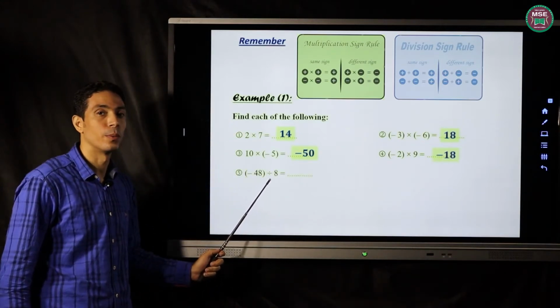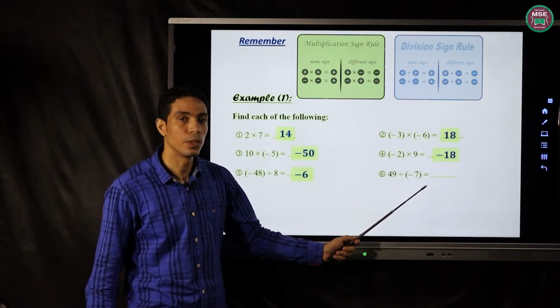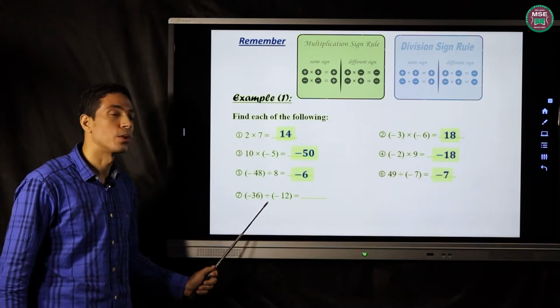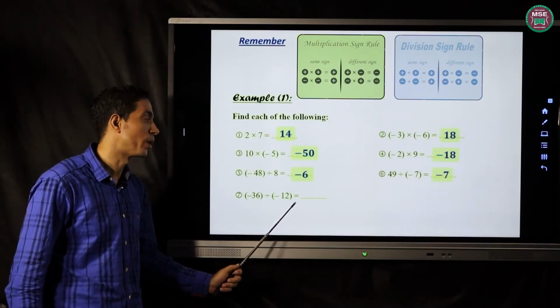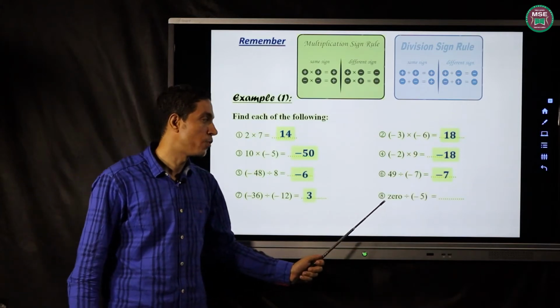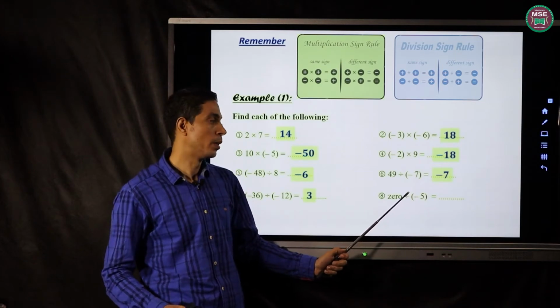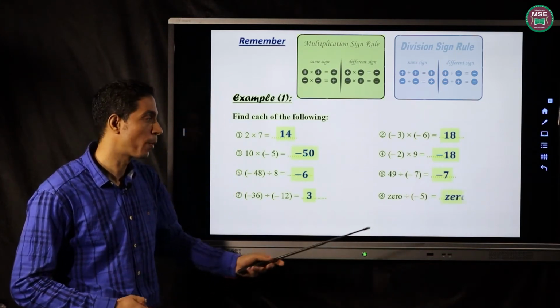Negative 48 divided by 8 will equal negative 6. 49 divided by negative 7 will equal negative 7. Negative 36 divided by negative 12. Negative divided by negative equals positive. 36 divided by 12 equals 3. 0 divided by negative 5, we know that 0 divided by any number equals 0, and 0 over 0 is meaningless.